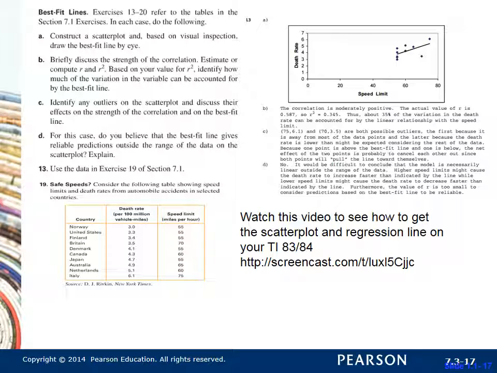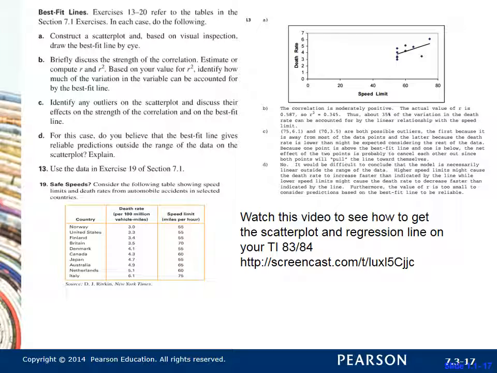So 35% accounts for the death rate, which means 65% is other factors, so that probably would not be a good predictor of death rates as your speed limit.